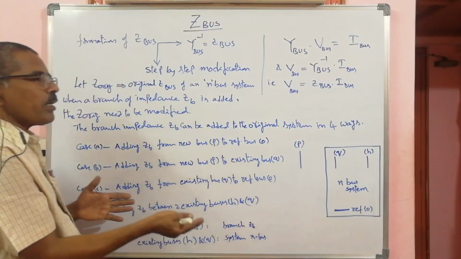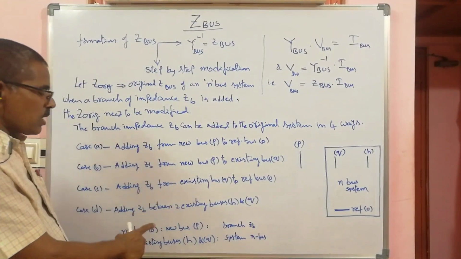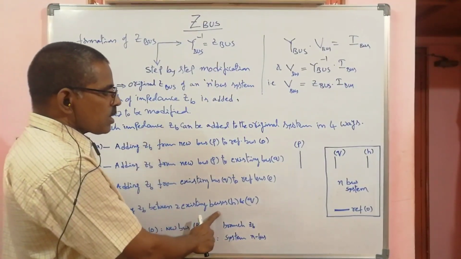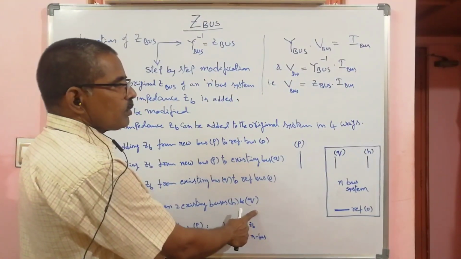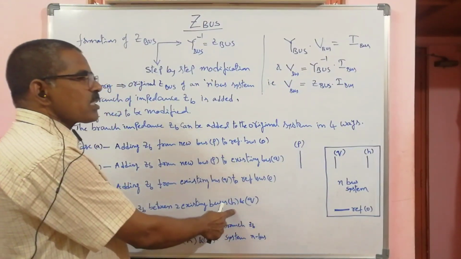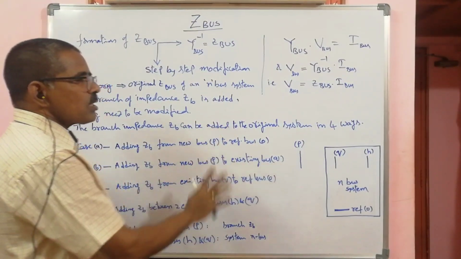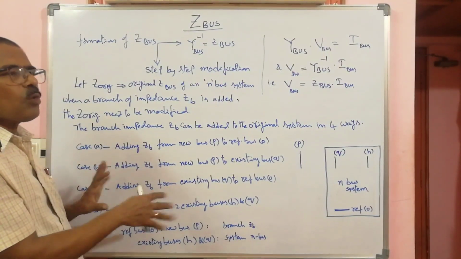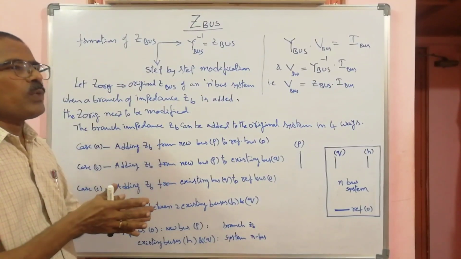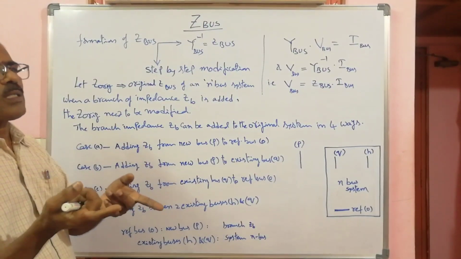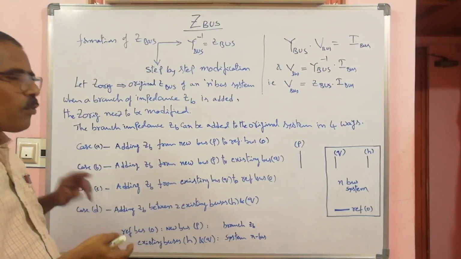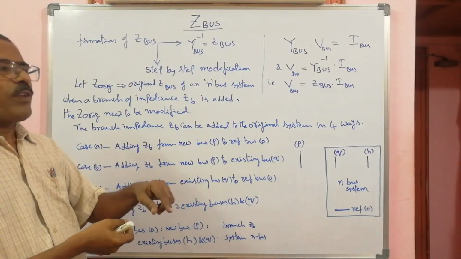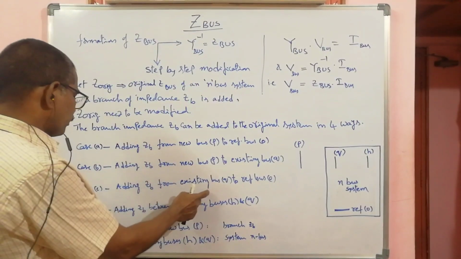Then finally the fourth combination, adding ZB between two existing buses. Within the system there might already be two buses, and between those two buses, if ZB is to be added, that is the fourth case, adding ZB between two existing buses H and Q. Q is an existing bus, similarly H is an existing bus. P is the new bus, 0 is the reference bus. So these are the four combinations you can expect. You cannot get anything more than this. You can add a branch between two existing buses, that is case D, or add ZB between an existing bus and reference, that is case C.